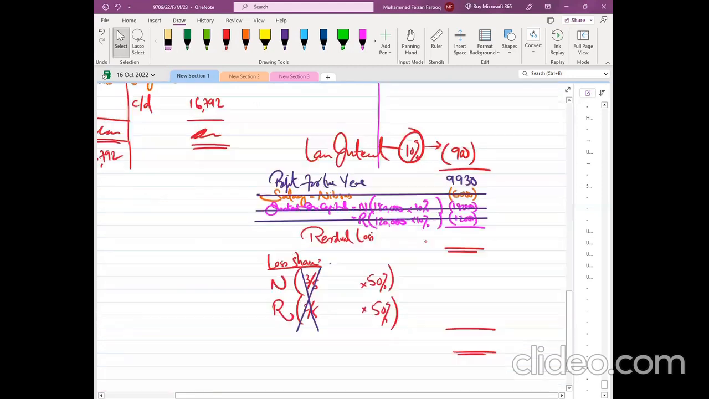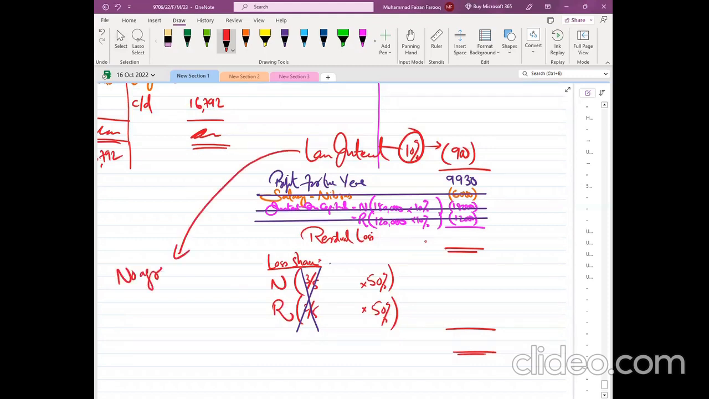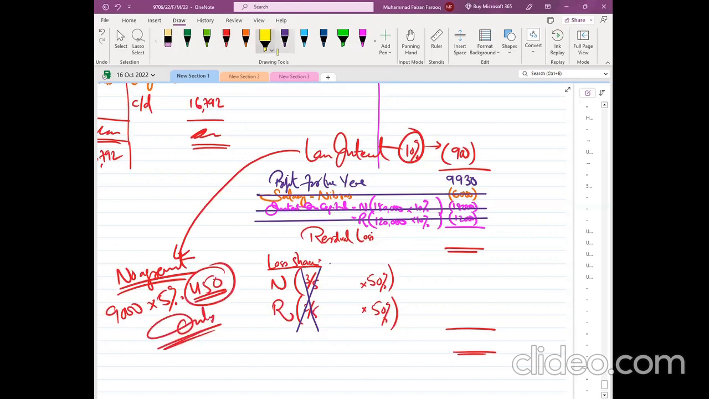So what should I do? No agreement means 9,000 is the loan amount. It should be 5%. It's supposed to be 450 only. Correction of error. We deducted how much? 900. We were supposed to deduct how much? 450. We deducted 900. We were supposed to deduct only 450. So what correction should I do? Should I add the difference or should I deduct the difference?